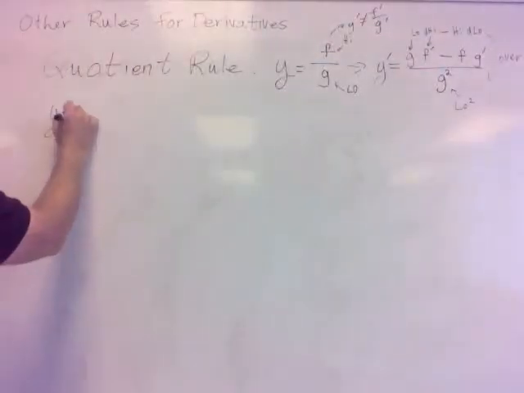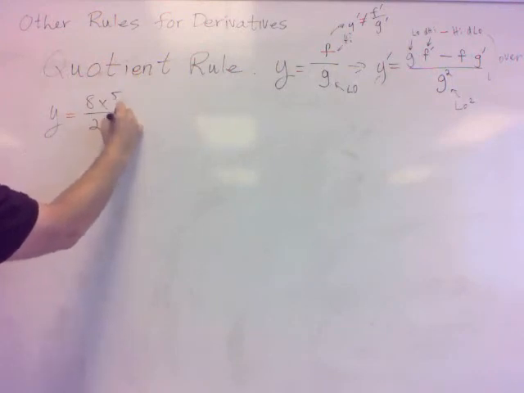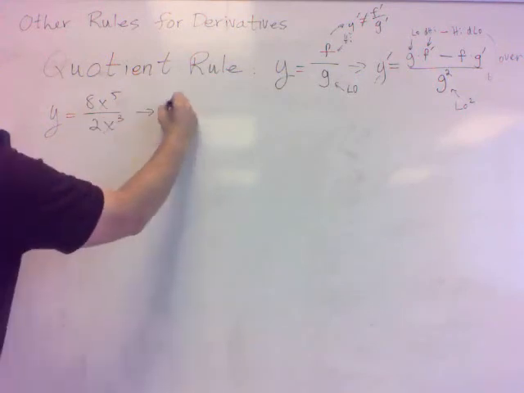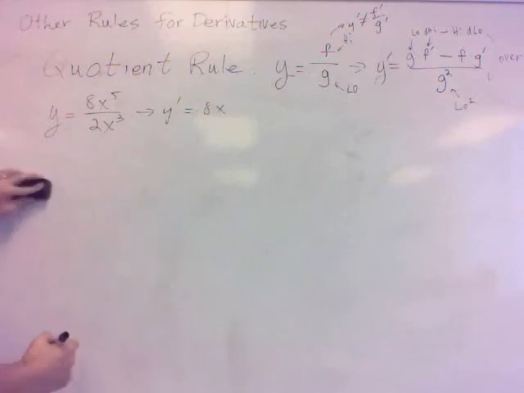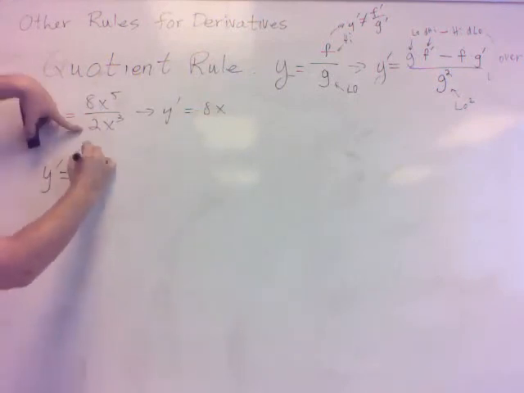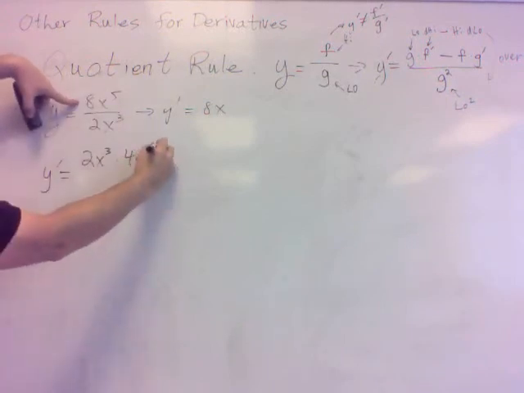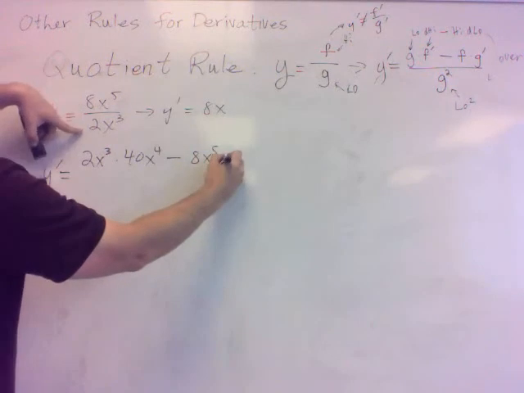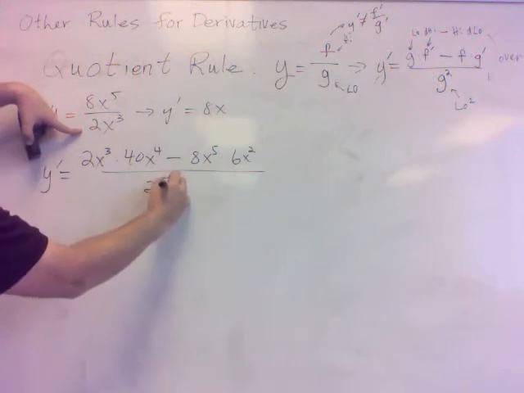Let me just show you that it works. All right, the derivative was, what was it, 8x? Okay, let me just show you that it works. So I do the low. Just take the low as is times d of the high, that's 40x to the fourth, minus the high, which is 8x to the fifth, times d of the low, which is 6x squared, over low squared.